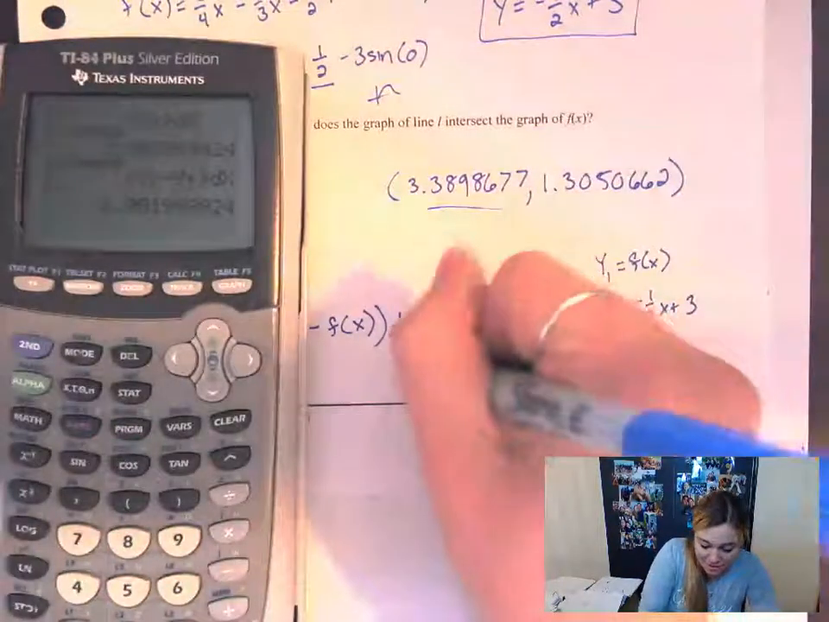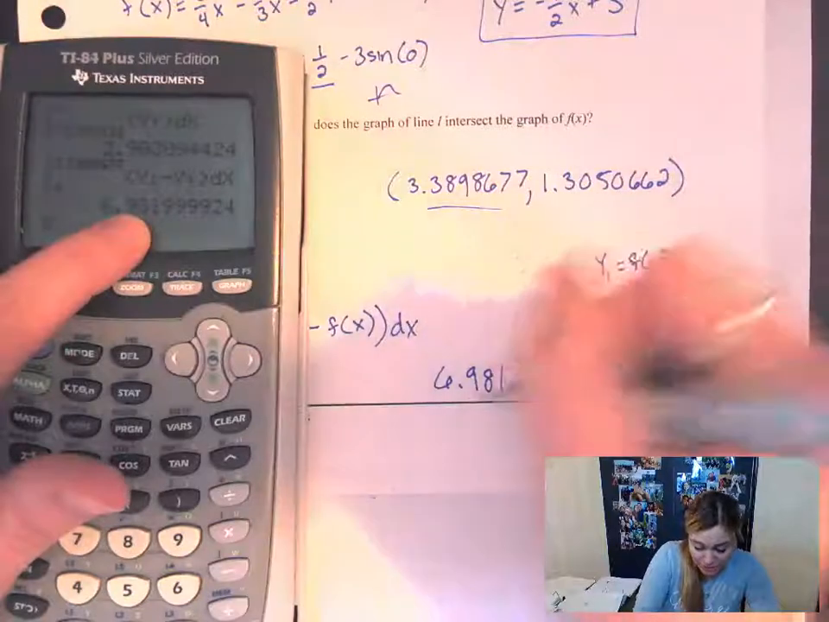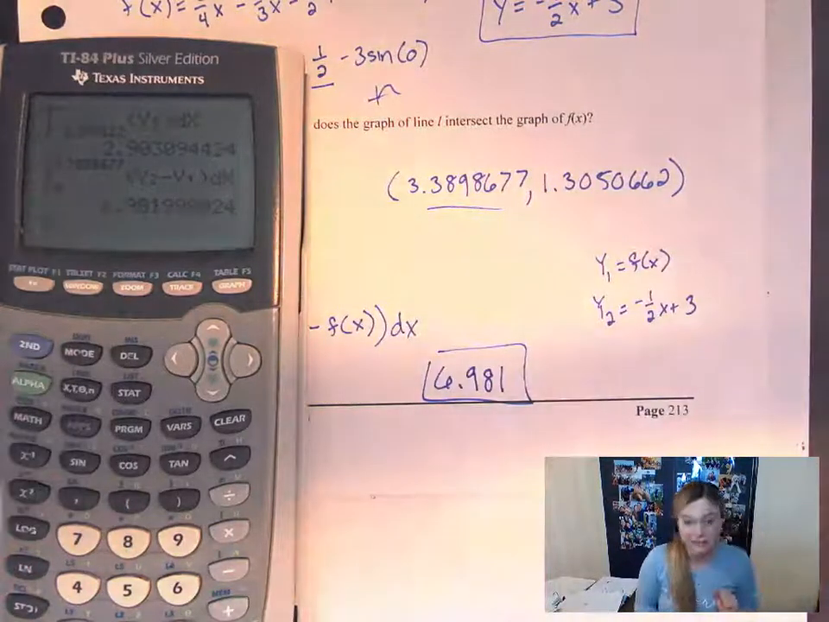And I get 6.981, or you could say 7, because if you round or truncate, but this is my final answer. So you can say this.